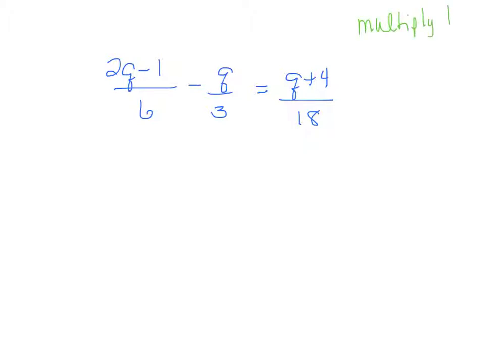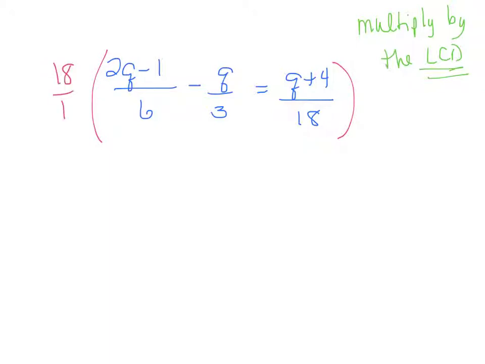So our next example is going to be one that's not a proportion. We have 2q minus 1 over 6, minus q over 3 equals q plus 4 over 18. It's not a proportion because I have multiple fractions on one side. The way you solve this is you're going to multiply the entire equation by the least common denominator. If you were to give everything here a common denominator, what would it be? Well, I hope you said 18.